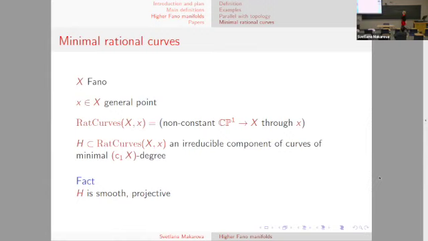Okay, so first I need to tell you what the space of rational curves is. Let's fix a Fano manifold and a general point on X and consider the variety of rational curves, like non-constant maps from the projective line to X that pass through this general point. I say variety because in general, it's not going to be smooth. It will have multiple connected components, and they may be very singular.